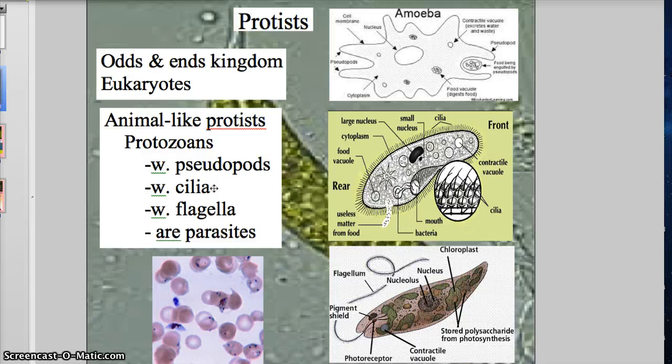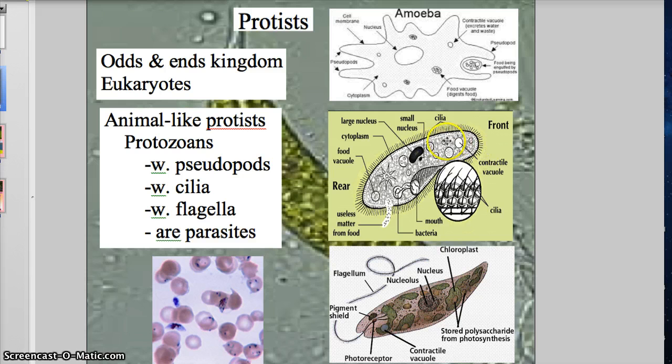Paramecium moves with cilia. Now these are a little more complex than these pseudopods up here. Sometimes they will have more than one nucleus. They sometimes have a contractile vacuole. A contractile vacuole, you can see, looks like it has open space in it, this little circular thing with open space.